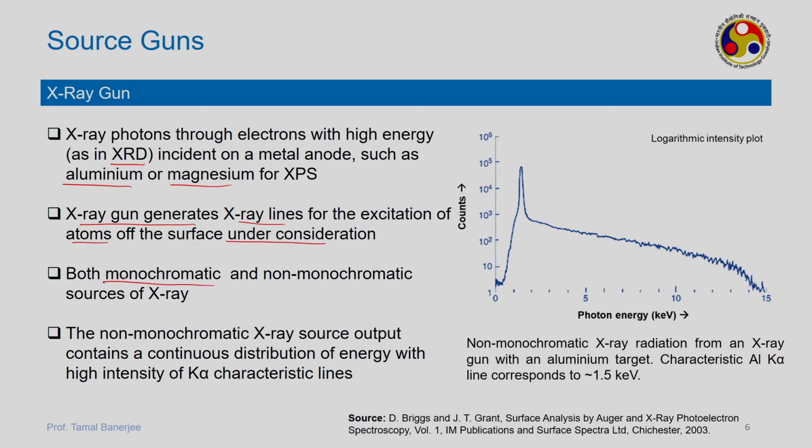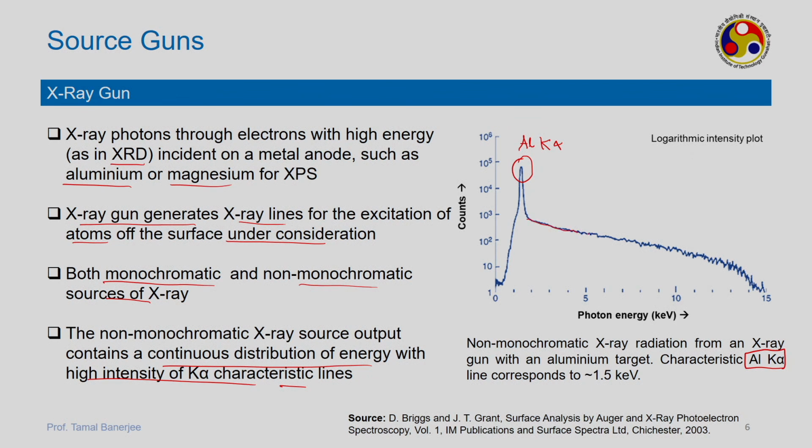It can have both monochromatic and non-monochromatic sources of X-ray. The non-monochromatic X-ray source output contains a continuous distribution with a high intensity K alpha characteristic line. It means that if this is the count of the X-ray photons, the photons will keep on increasing. So, this is the characteristic X-ray, we call this the aluminum K alpha line. Al K alpha line.